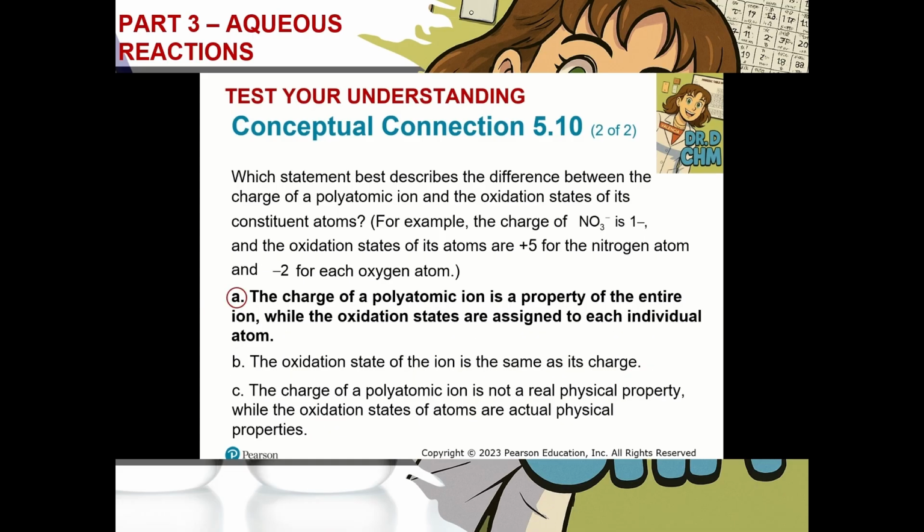The charge of a polyatomic ion is a property of the entire ion. So that means the charge over here is for the whole polyatomic ion, for the whole nitrate.